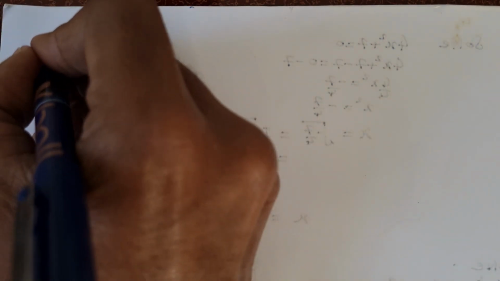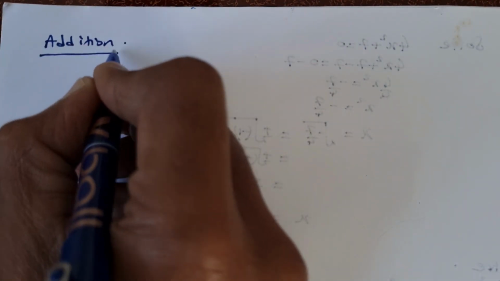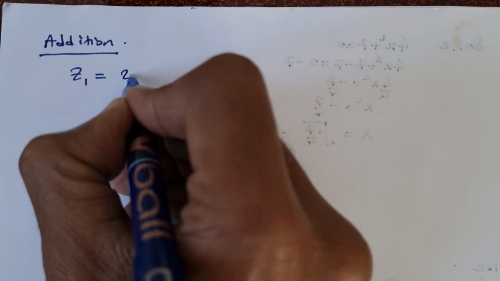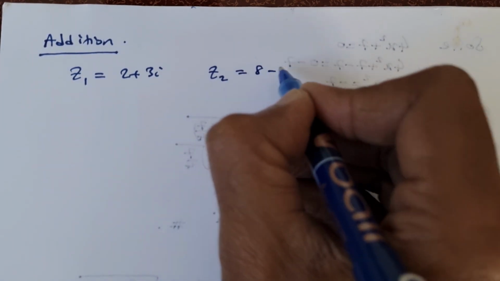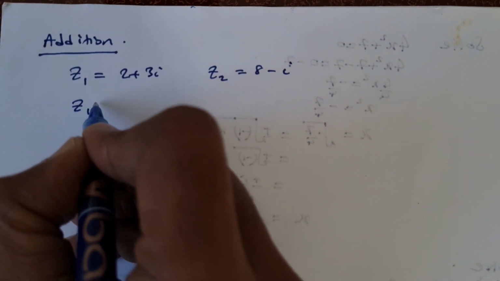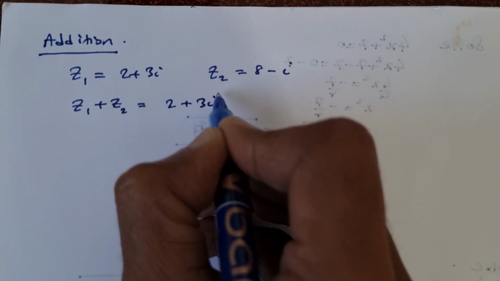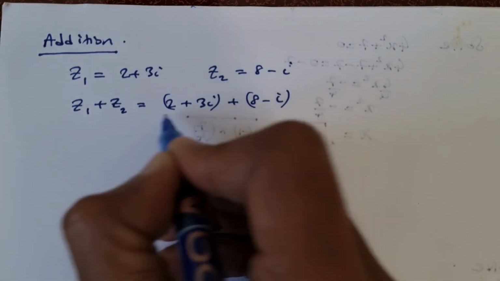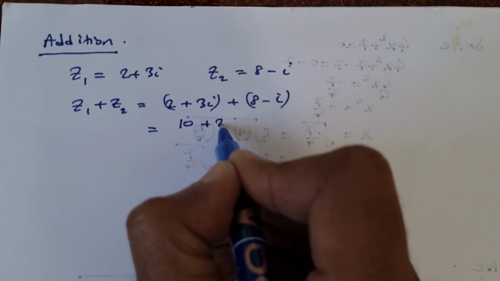We can look at addition of complex numbers. So let us see if I can take an example here. Let's say z1 is equal to 2 plus 3i, and we've got z2 as 8 minus i. If I were to say z1 plus z2, it's very simple. I'm going to take the first complex number, 2 plus 3i, plus the second complex number, and doing this we end up with 10 plus 2i.